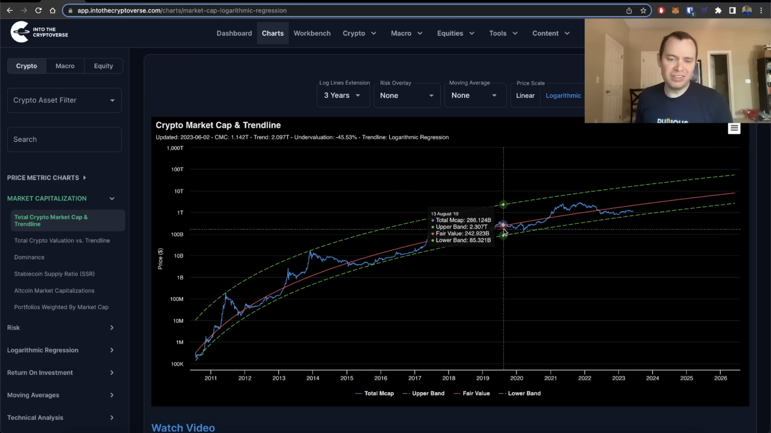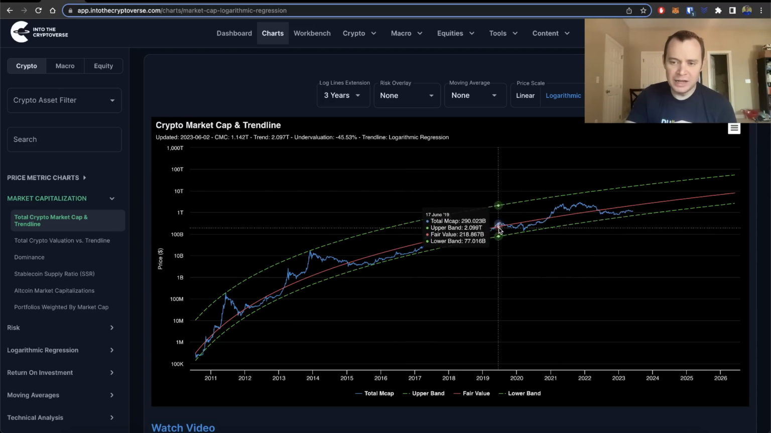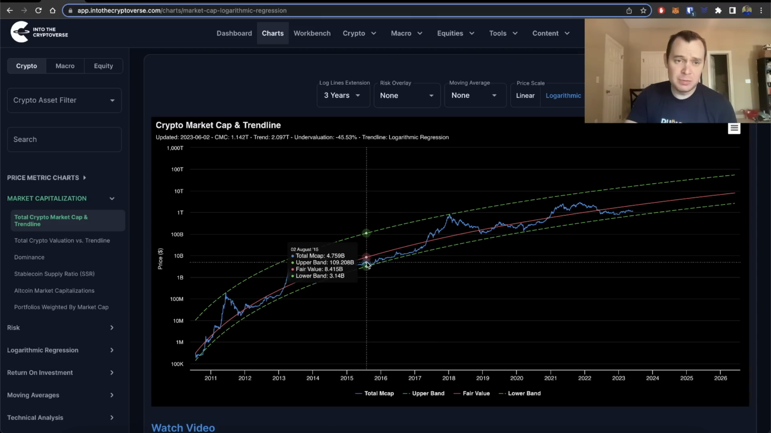However, I think we should say that there are probably elements of both. It's not really identical to either one. There are some similarities between 2019 and today. There are also some similarities between 2015 and today. And so that's something that I think we have to try to reconcile as well.